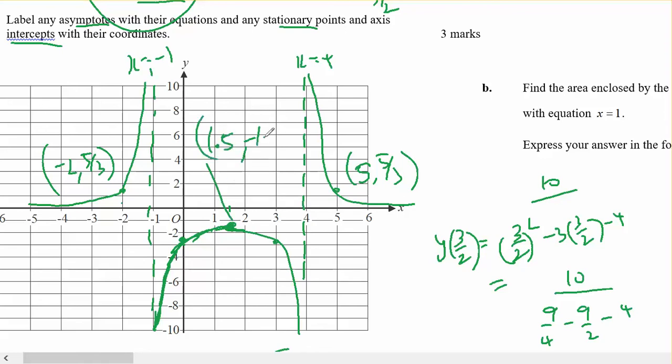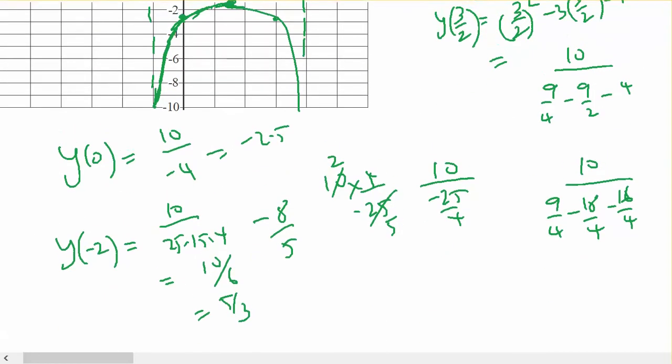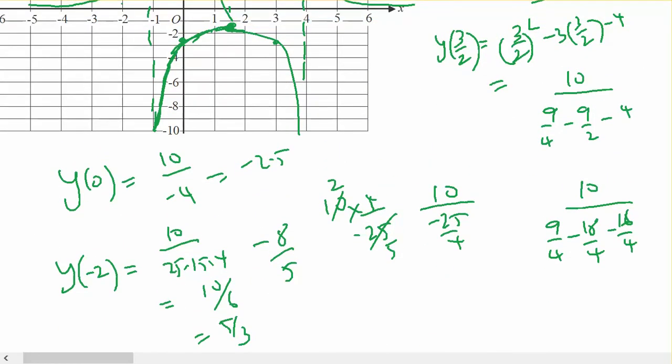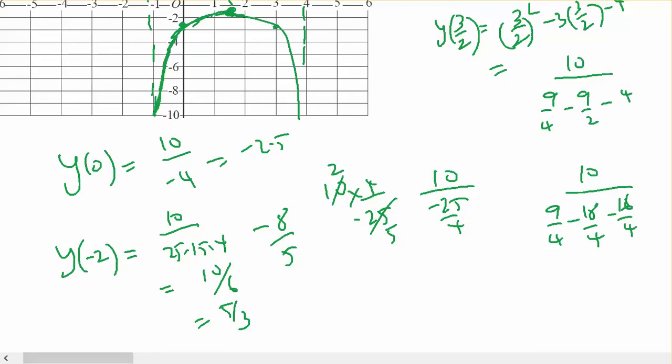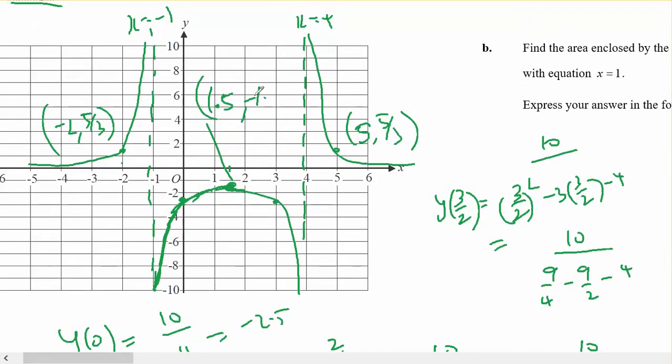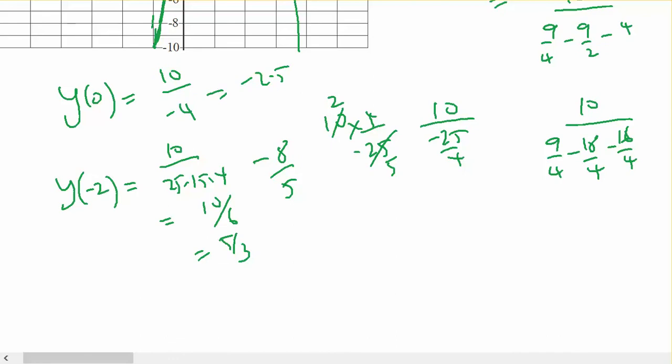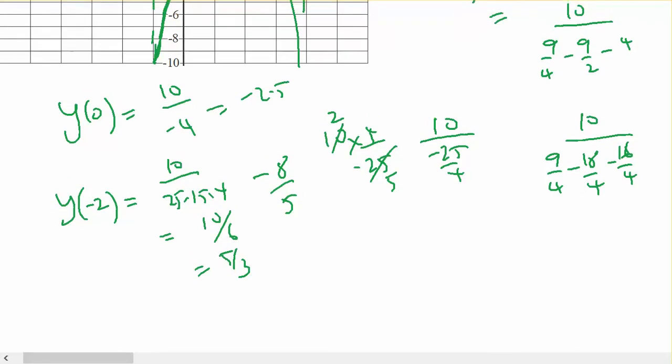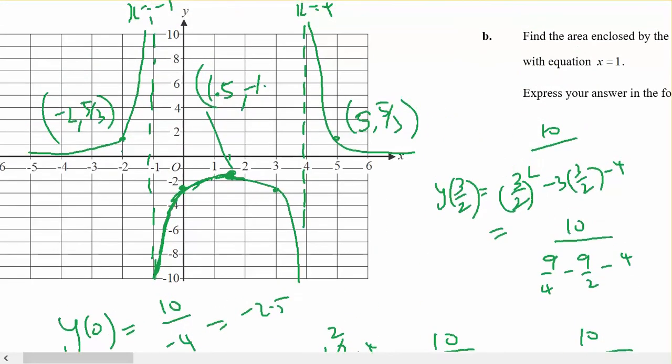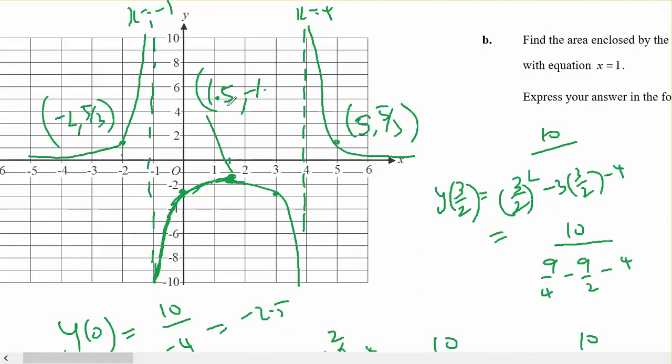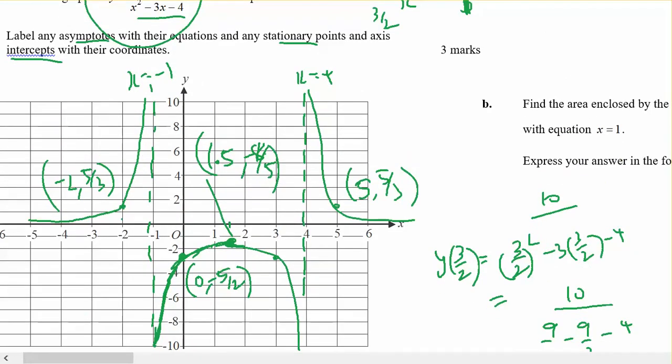1.5 and negative 1.5, was it 8/5? So that's negative 1. So about right, minus 8/5. And that there is 0 and negative 5 on 2. And there's my graph with the asymptotes labelled.